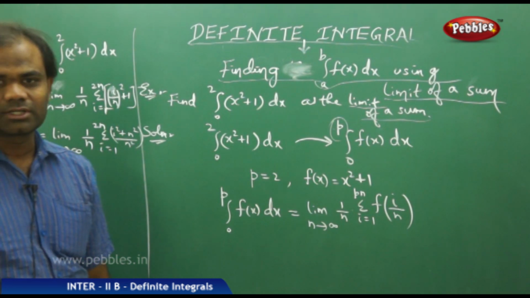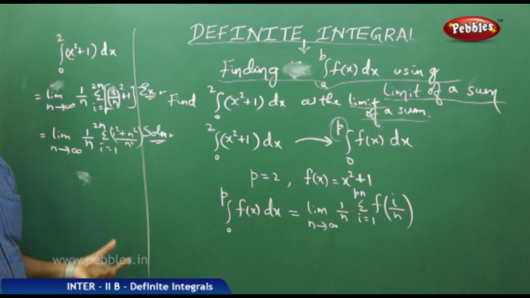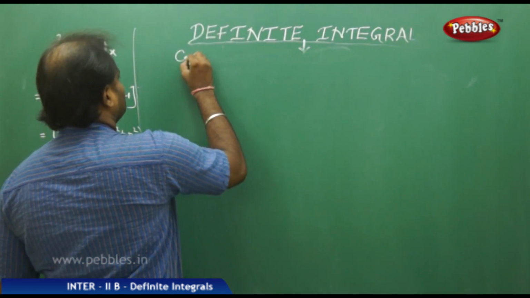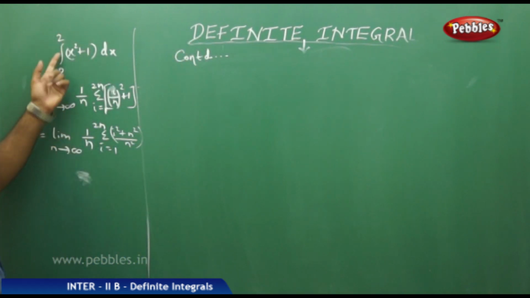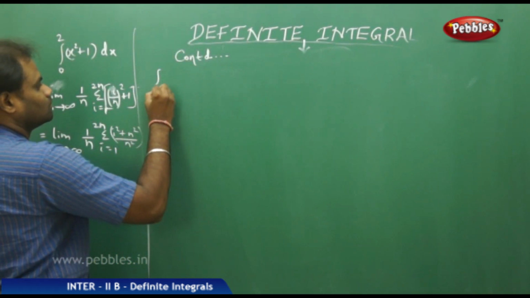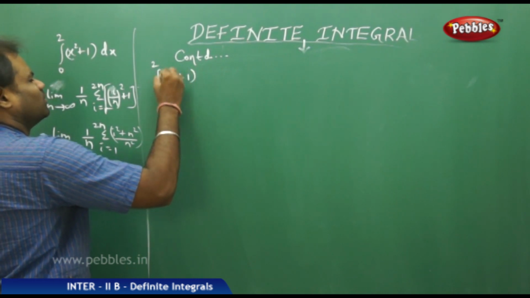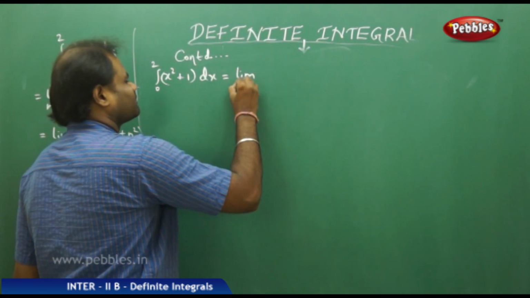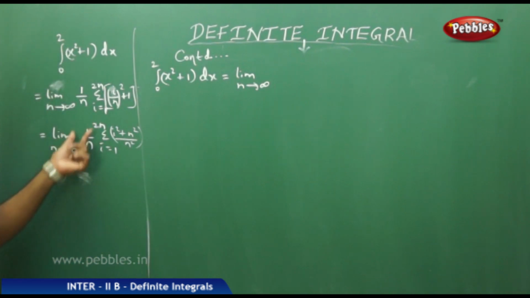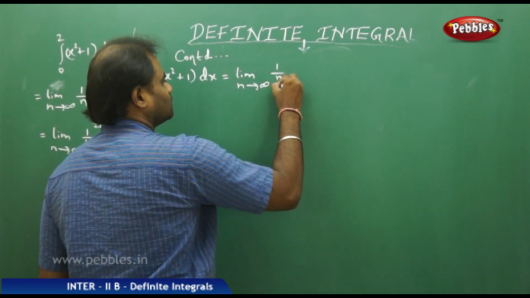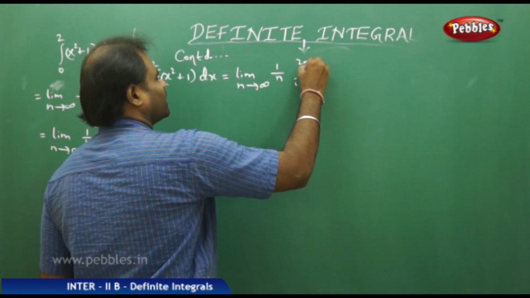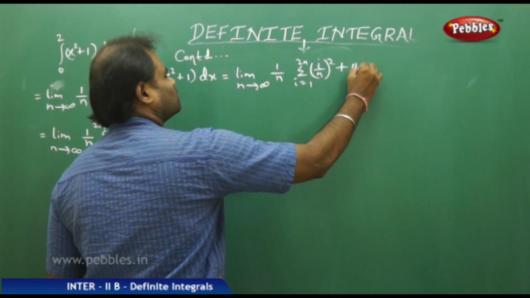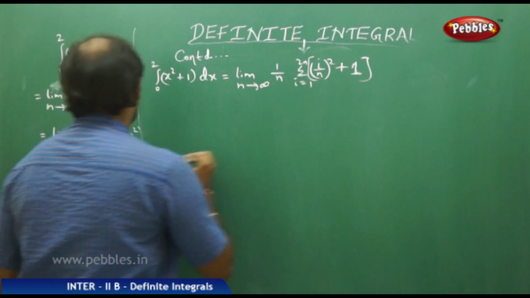Now the question comes on how we expand this summation and then use the respective formulae. Continued from here, my integral 0 to 2 of x squared plus 1 dx reduces to the limit of the sum, limit n tending to infinity of 1 by n sigma i running from 1 to 2n of (i by n) whole squared plus 1, is what we get here.